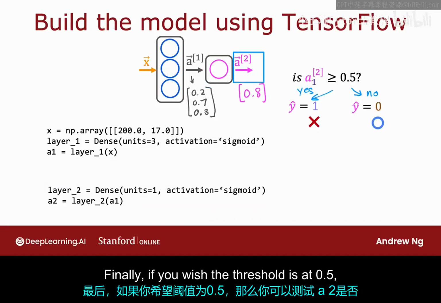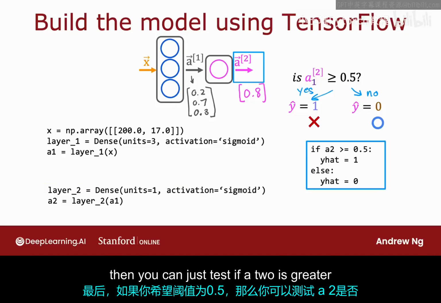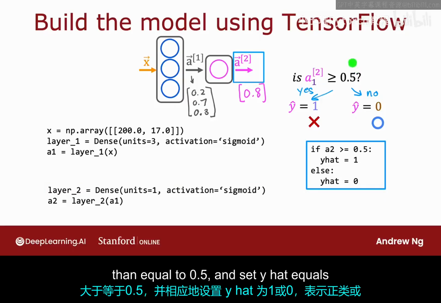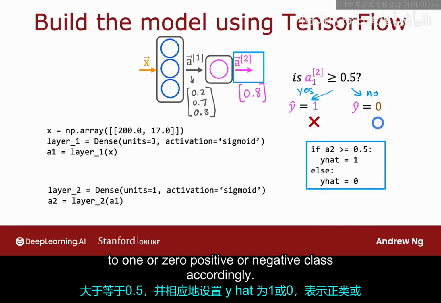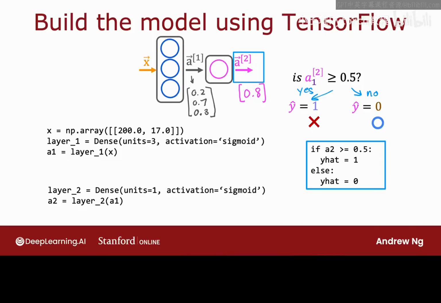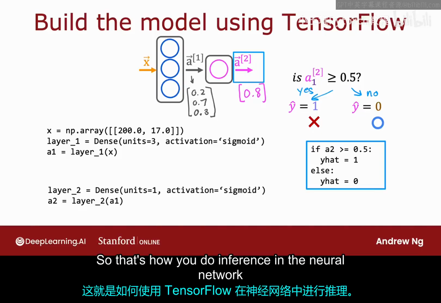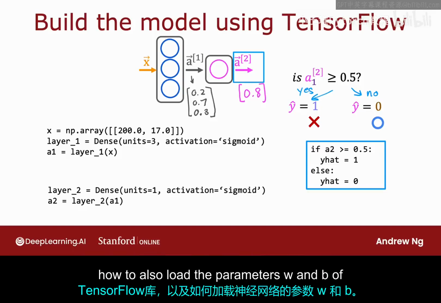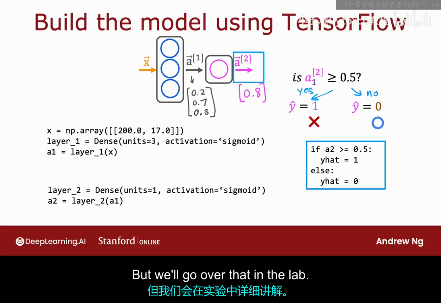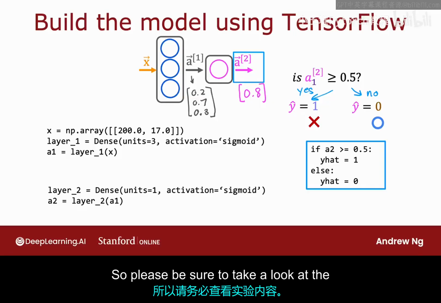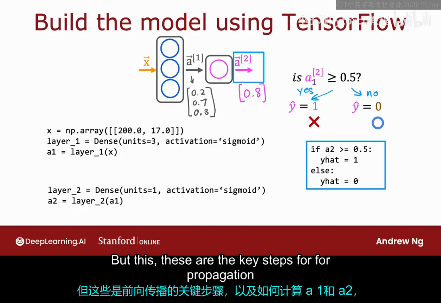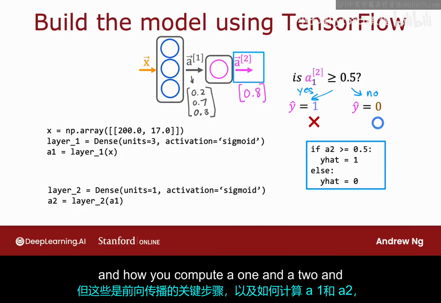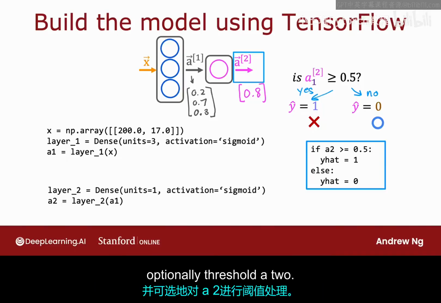Finally, if you wish to threshold this at 0.5, then you can just test if a2 is greater than or equal to 0.5 and set y hat equal to 1 or 0, positive or negative class accordingly. So that's how you do inference in the neural network using TensorFlow. There are some additional details that I didn't go over here, such as how to load the TensorFlow library, and how to also load the parameters W and B of the neural network. But we'll go over that in the lab, so please be sure to take a look at the lab. But these are the key steps for forward propagation and how you compute a1 and a2 and optionally threshold a2.